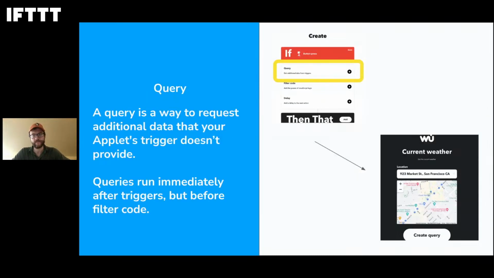Cool. A query. IFT applets can include something called a query. A query is a way to request additional data that your applet's trigger doesn't provide. If you need to grab a piece of data from somewhere else and pull it in to be used in the action, that's when a query comes in. In this instance, after a button is pushed on your mobile device, the applet goes and grabs the weather information about the location you set, and you can use that weather information later in your applet action however you need to.